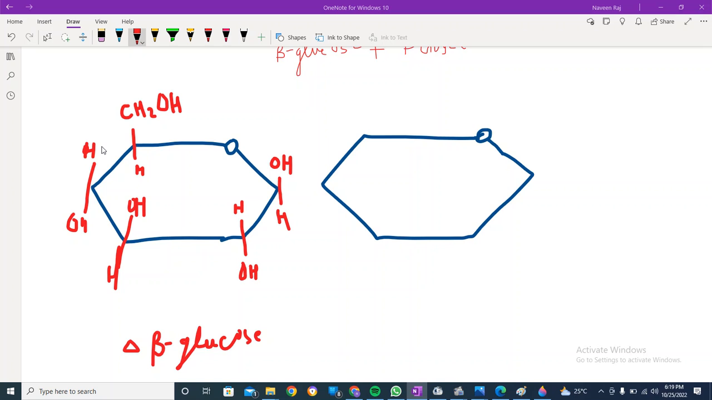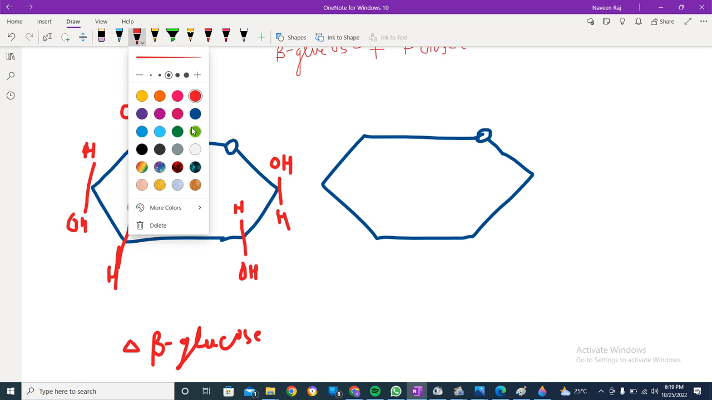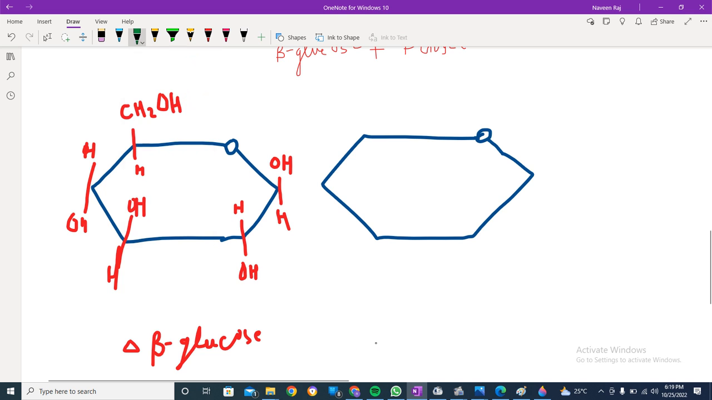Okay, so I'm back. Here this is the structure of glucose, beta glucose. Now we will look into, picking the green color, this is the beta galactose.